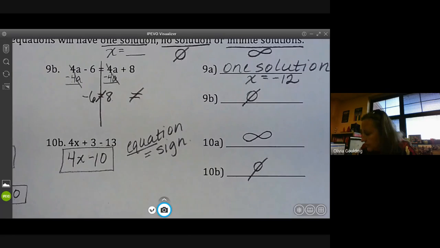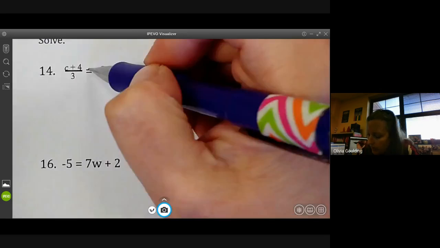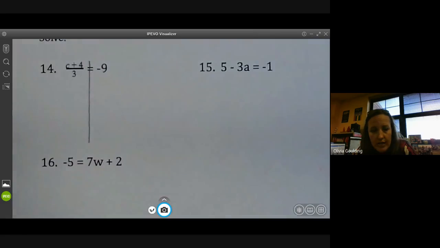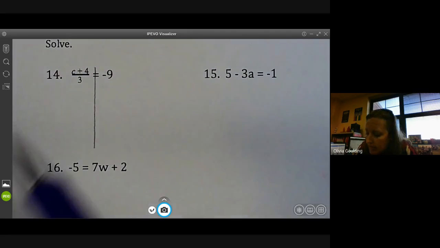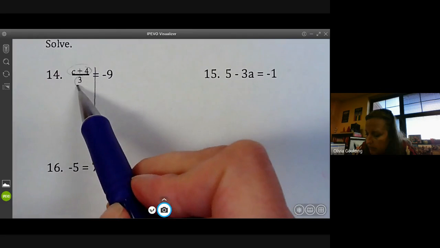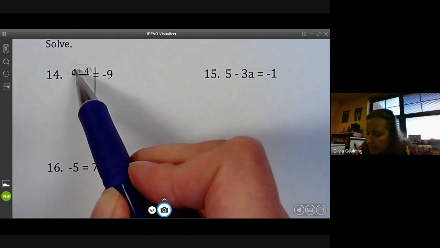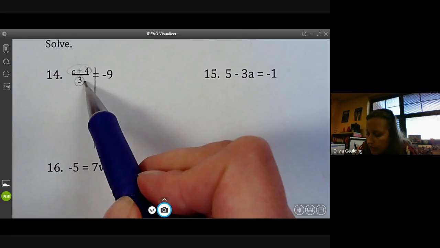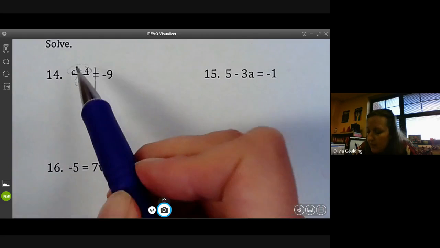Can't solve an expression. Okay, the last problem I'm doing on the video is number 14 on the back. Okay, so number 14 is right here. And this is an equation. It has an equal sign. But I thought you might like to review how to do these. I want you to just think of, here's an expression, and then it's being divided by 3, right? So it's kind of like c over 3 plus 4 over 3 is equal to negative 9, right? We could think about it like that.